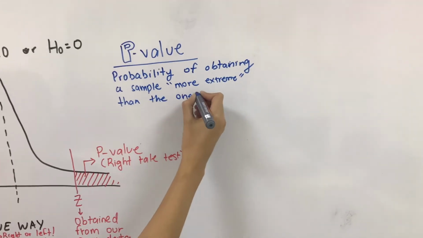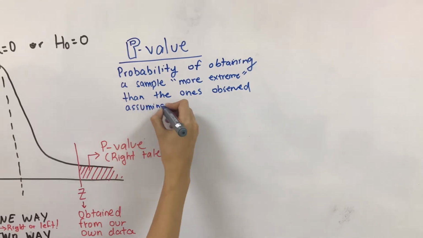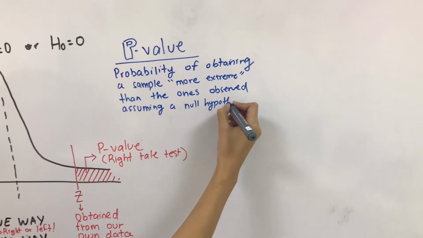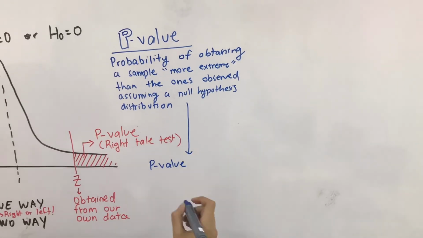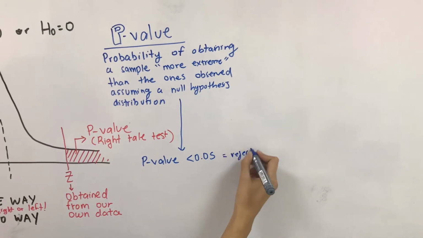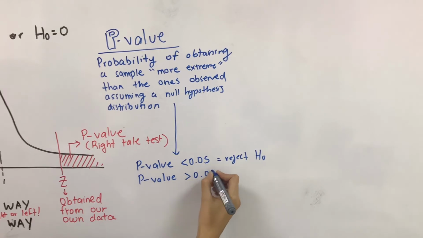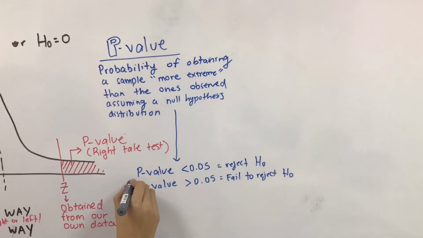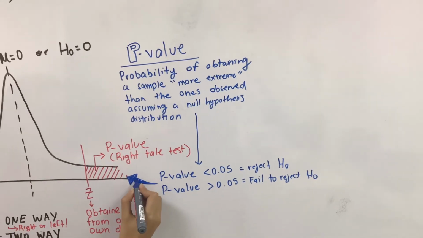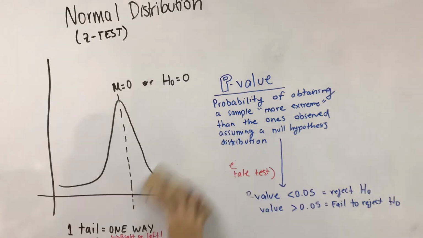A p-value that is lower than 0.05 favors the rejection of the null hypothesis and accepts the alternative hypothesis. This means there's little likelihood that the observed difference between the sample mean and the hypothesis mean is due to chance. A p-value that is higher than 0.05 favors accepting the null hypothesis and rejecting the alternative hypothesis.